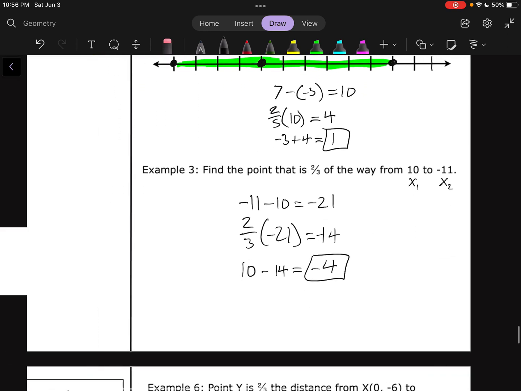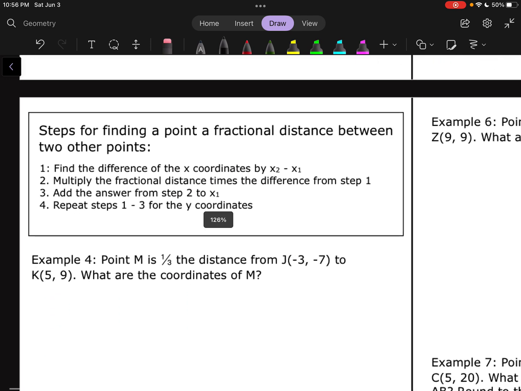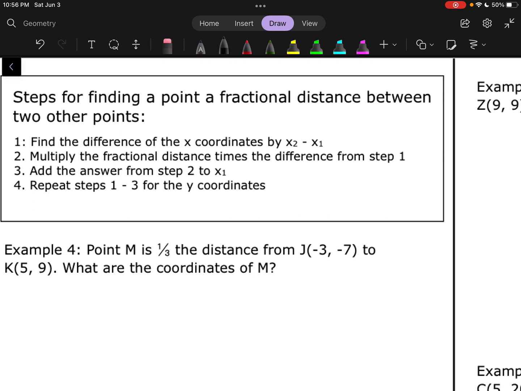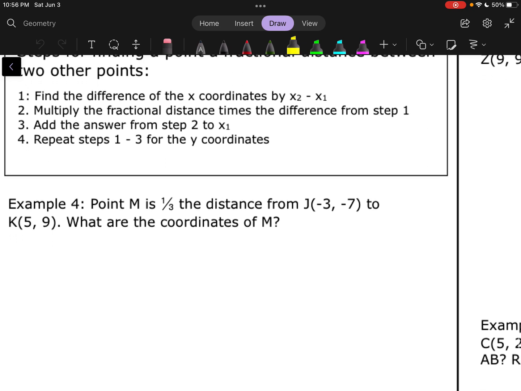Now let's go to 2 dimensions. I wrote down some steps here for us, steps for finding a point of fractional distance between 2 other points. And you're going to see that these are the same steps we followed. We first find the difference of the x-coordinates by doing x2 minus x1. Then we take that answer and multiply the fractional distance times it. We add the answer from step 2 to x1, and that'll be how we get our x values. Then you'll see that it says repeat steps 1 through 3 for the y-coordinates. So that's going to be the main difference from what we're doing on these ones.